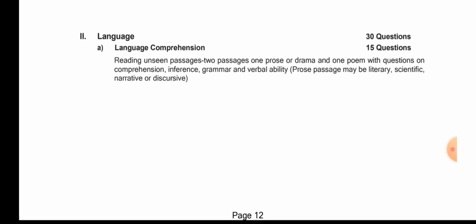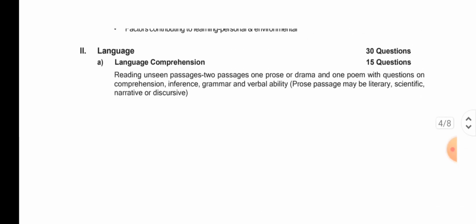Reading unseen passages, two passages, one prose or drama and one poem with questions on comprehension, inference, grammar and verbal ability. Prose passages may be literary, scientific, narrative or discursive.